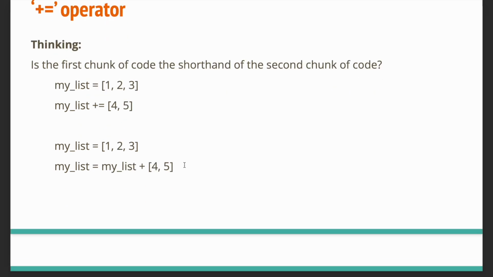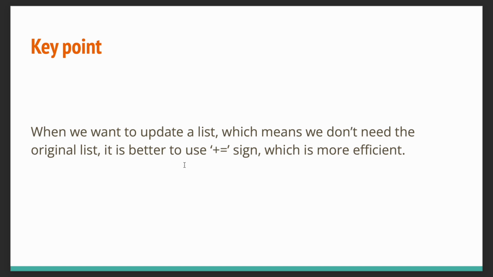So my point here is that when we want to update a list, which means we don't need the original list, it is better to use the plus equal sign, which is more efficient. Because if we only use the plus operator, the original list is not automatically garbage collected when we update it. The original list object will still exist in the memory until there are no references to it. Then it will be collected by the Python garbage collector.